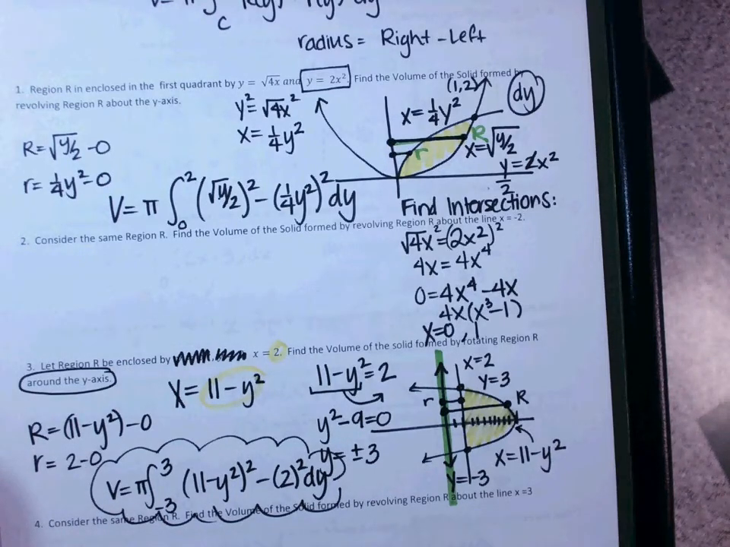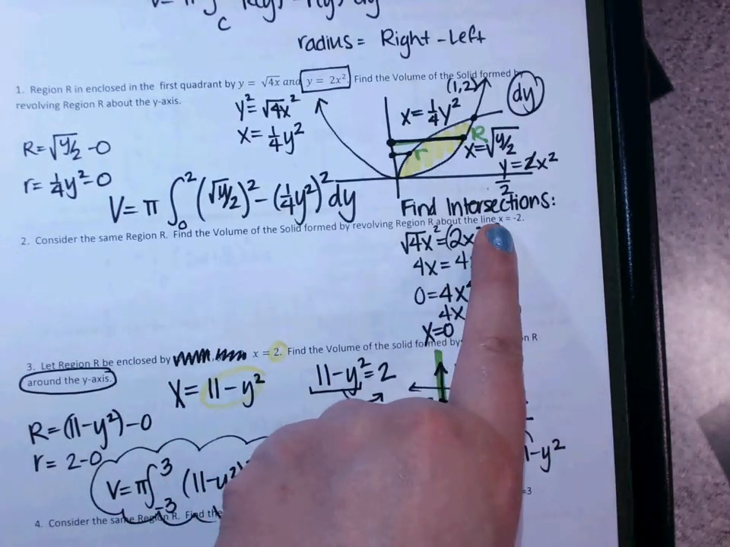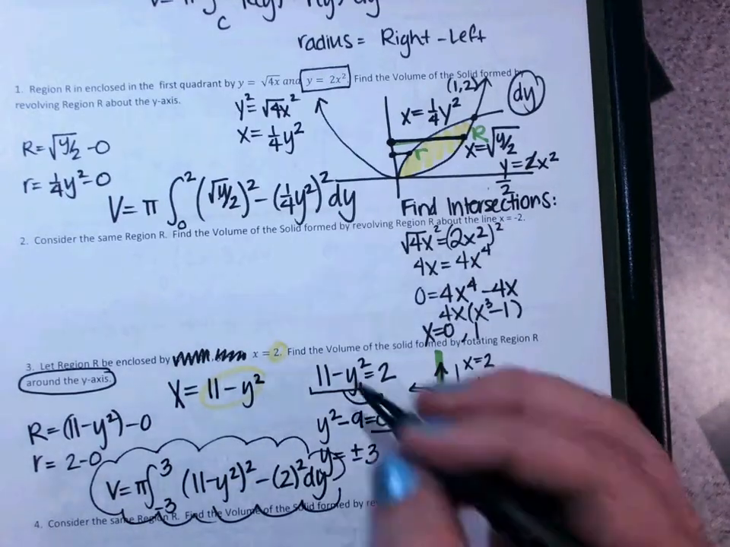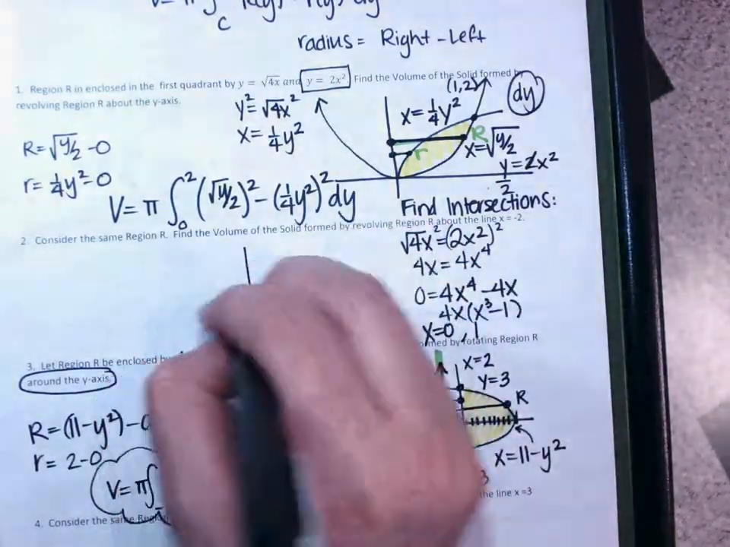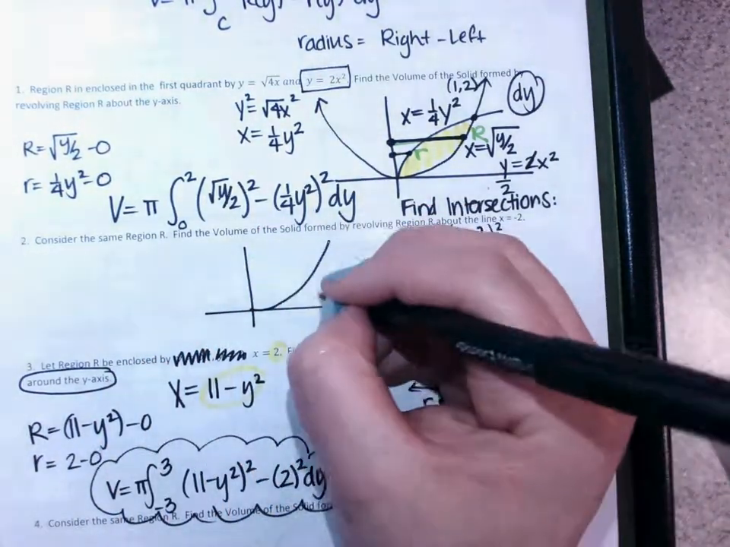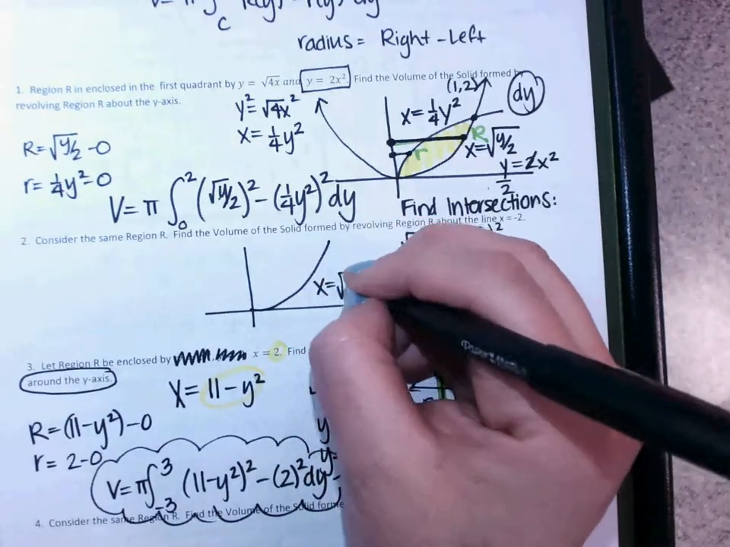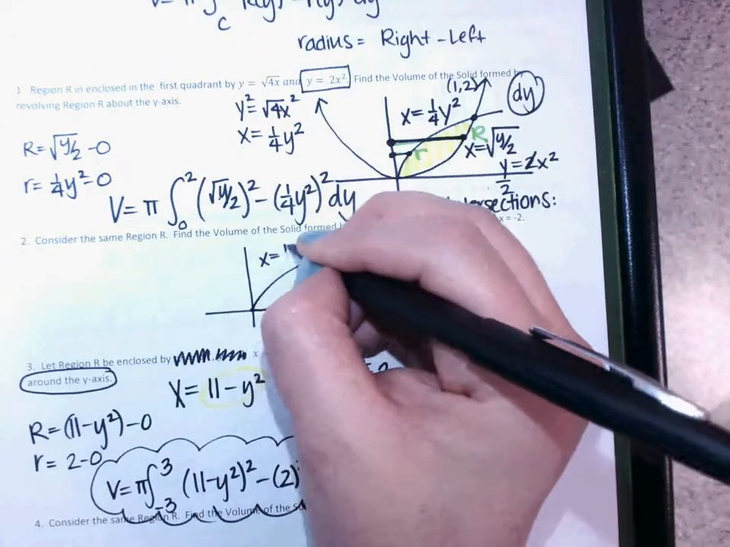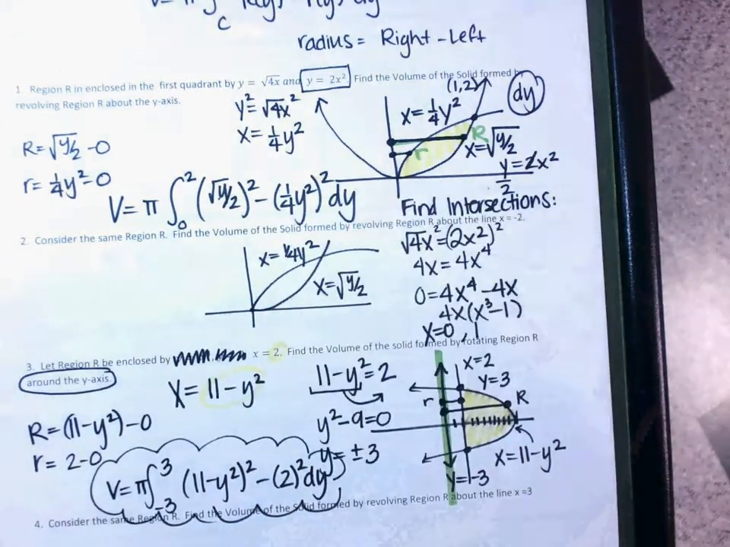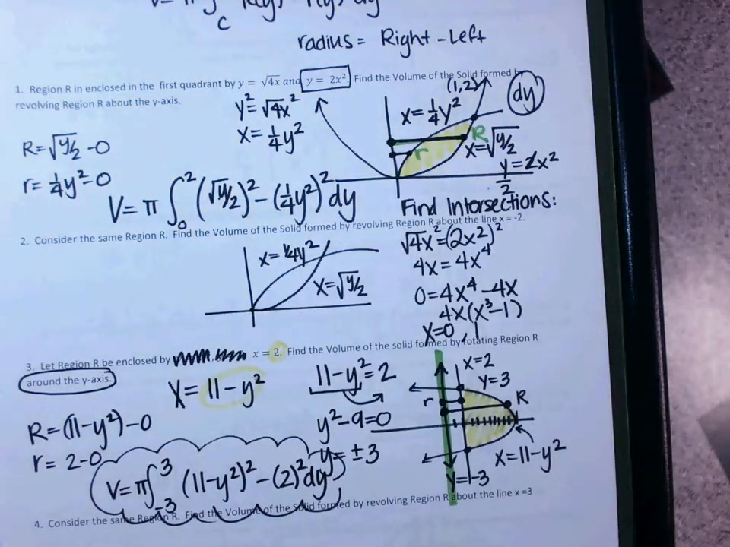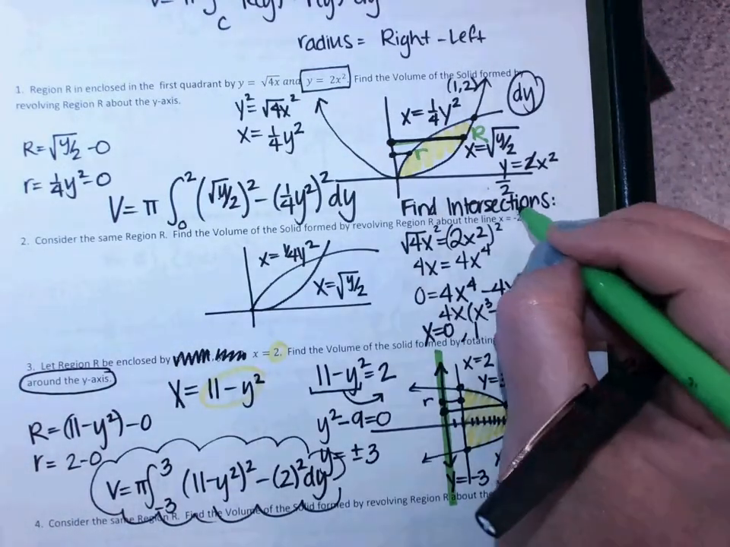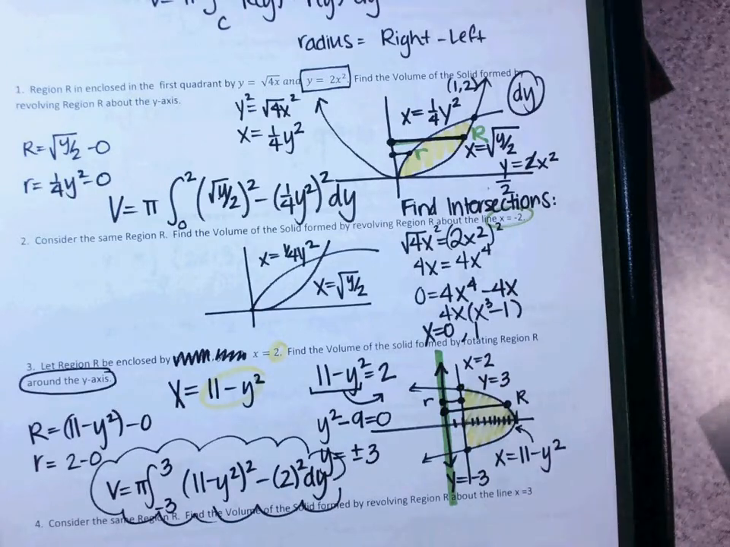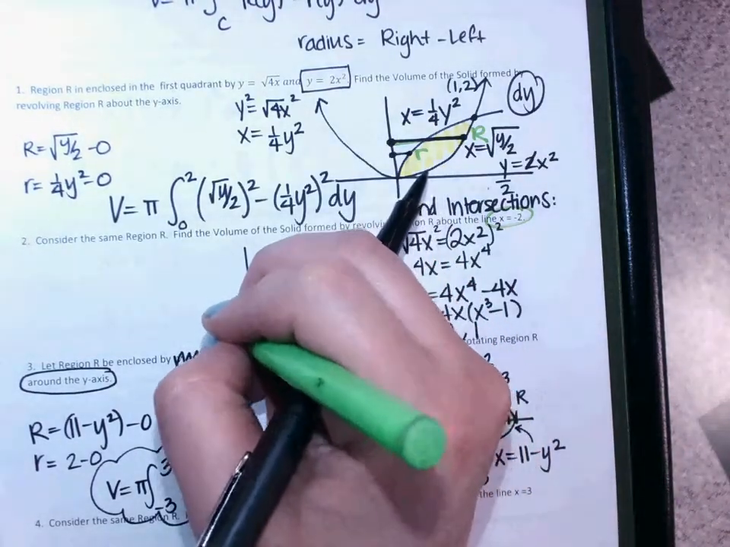All that's going to change is we're going to revolve around negative 2 instead. So let's re-sketch our picture here. This is x equals root y over 2. This is x equals 1/4 y squared. And instead of revolving around the y-axis, we're going to revolve around x equals negative 2. Where would that be on the graph? It would be over 2 back here, right?